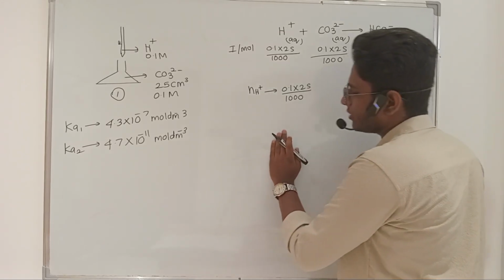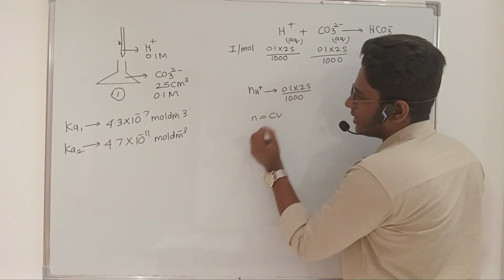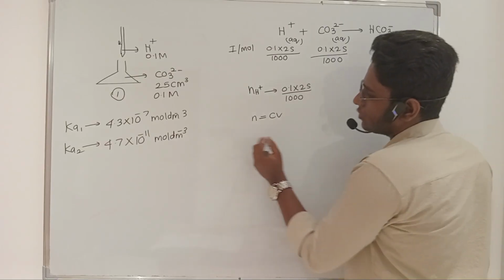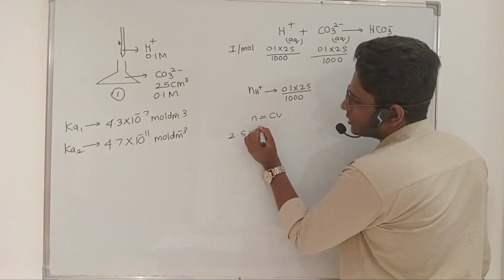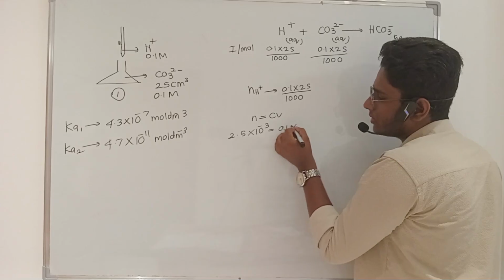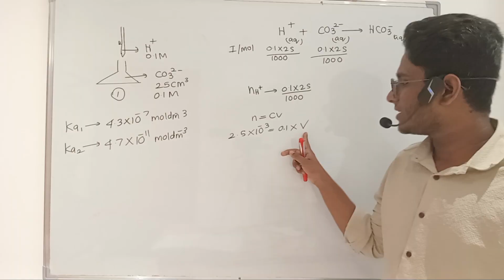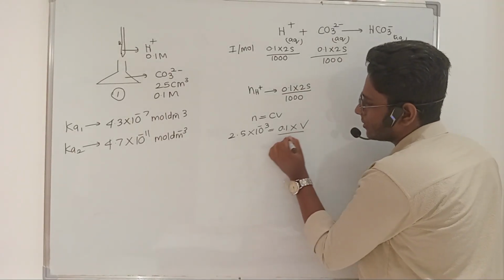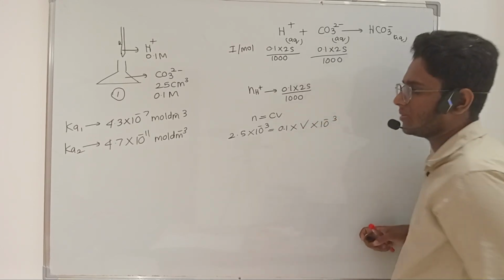They're asking the volume of H⁺. So how can you write? n equals CV, right? You all know n, that is 0.1 into 25. So I can write this as 2.5 × 10⁻³. That is the moles of H⁺. What is the concentration of H⁺? 0.1. And what is the volume? That is the equivalence point. If I divide the moles by the concentration, I will be getting the volume in dm³. To get the answer in cm³, I will divide it by 1000. So division means I am multiplying it by 10⁻³, which is the same as division by 1000.